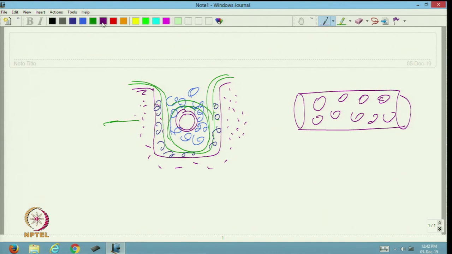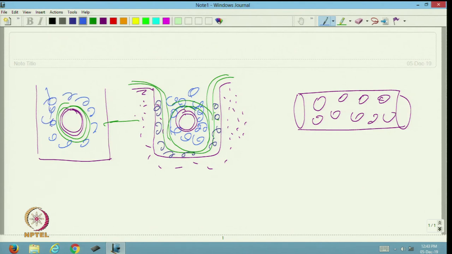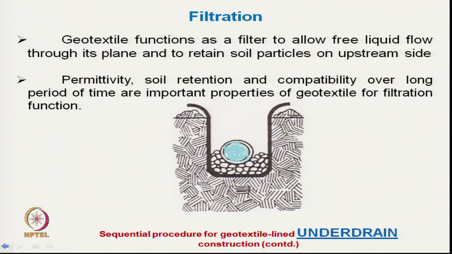If we see the structure, this is the structure. Here we have a perforated pipe, and around that the geotextile is wrapped, and we have stones around this and soil. Now, due to its filtration characteristics, this geotextile will not allow the soil particles to enter inside and clog this pipe, and the pipe will maintain its openness and act as a drain. So, for this drainage application, this under drain, the filtration characteristics of geotextile are important.